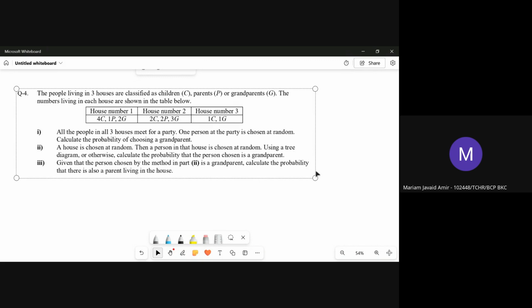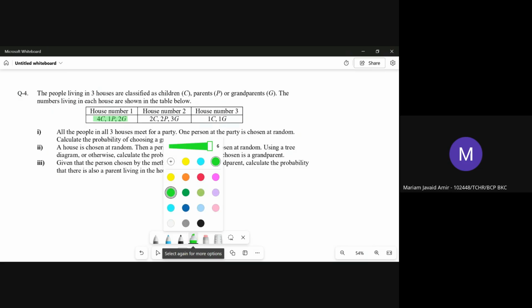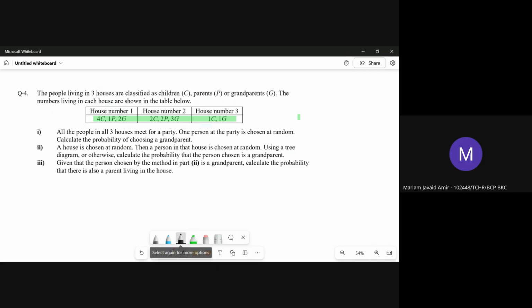One person at the party is chosen at random. Calculate the probability of choosing a grandparent. So, all of these people show up to a party, and one person is chosen at random. What would be the probability that this person is a grandparent?